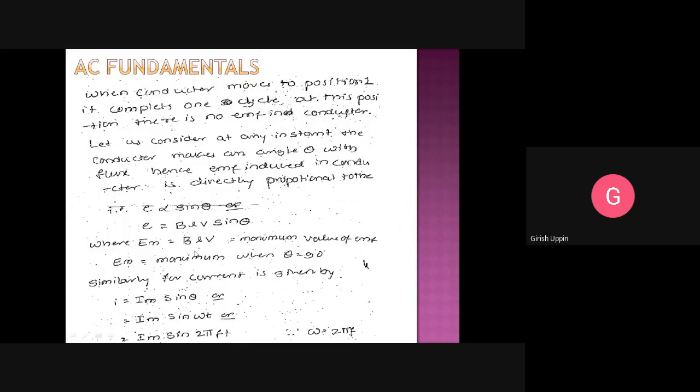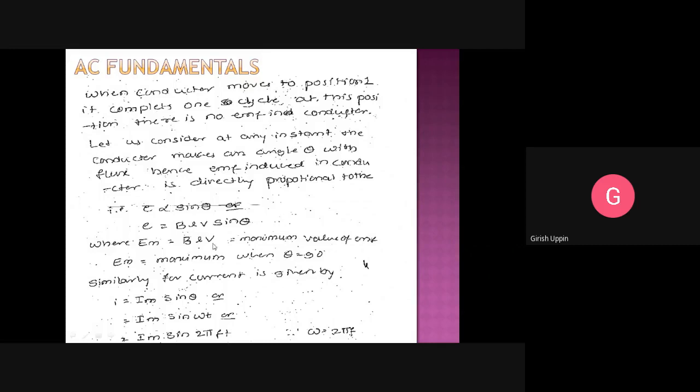So how will the voltage depend? If flux density is more, the Em value would be more. If the length of the conductor is more, obviously it will cut more flux, so the Em value would be more. If the velocity is more, the rate of flux linkage is very high, so that Em value would be high. So if BLV is more, obviously Em value will be more and the instantaneous values would also be more. So this BLV is Em. That is how we represent E is equal to Em sine theta.